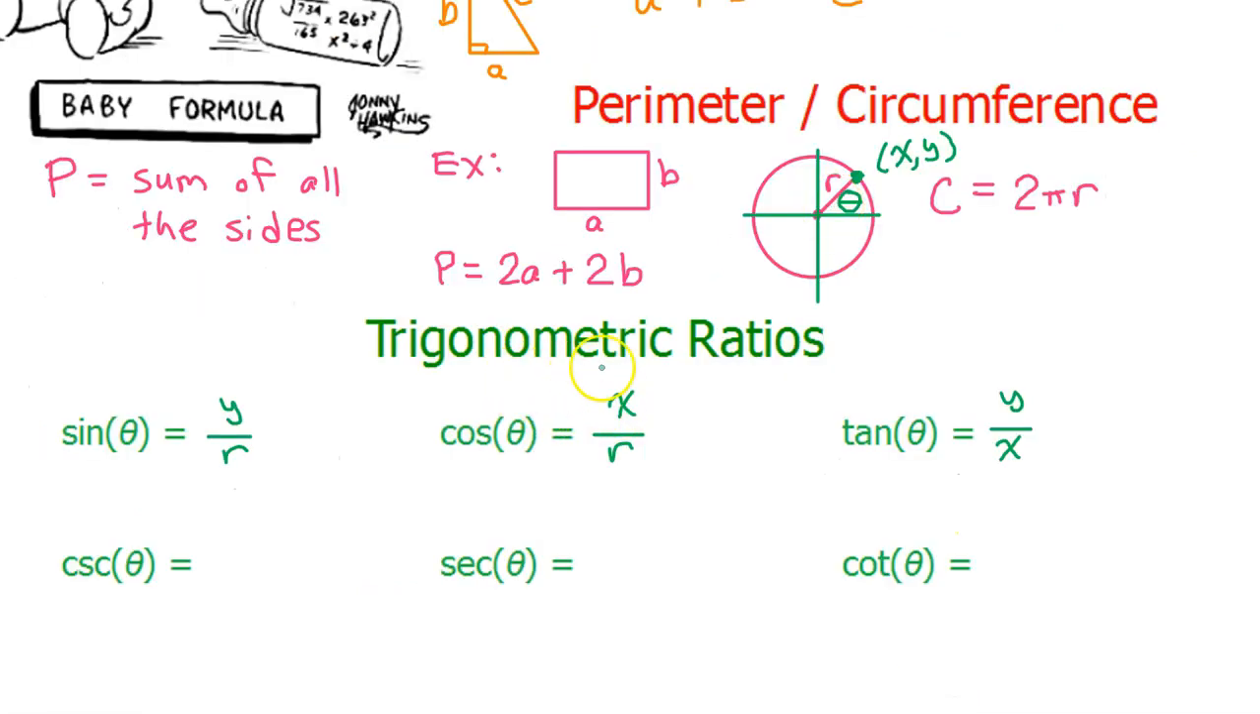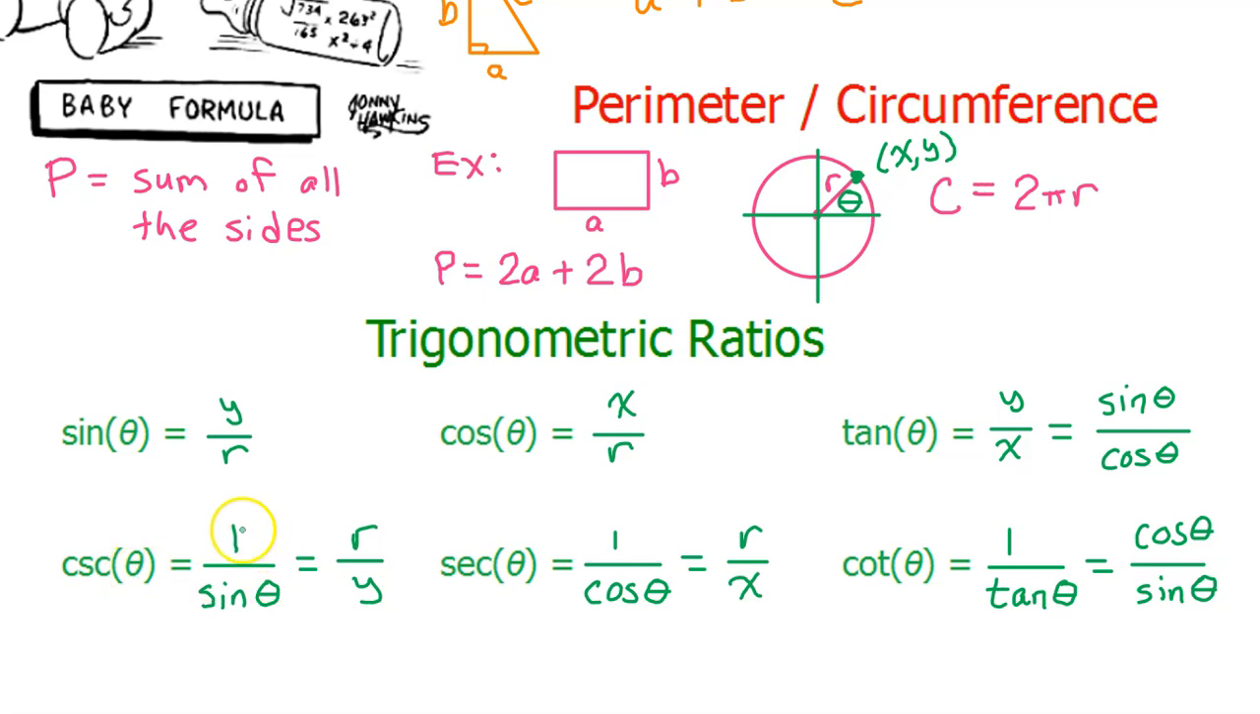You must know your trigonometric ratios. Given angle theta with terminal side passing through the point (x, y), the sine of theta is y over r, the cosine of theta is x over r, and the tangent of theta is y over x. Tangent theta can also be thought of as sine theta over cosine theta. Cosecant theta is the reciprocal of sine theta, secant theta is the reciprocal of cosine theta, and cotangent theta is the reciprocal of tangent theta.